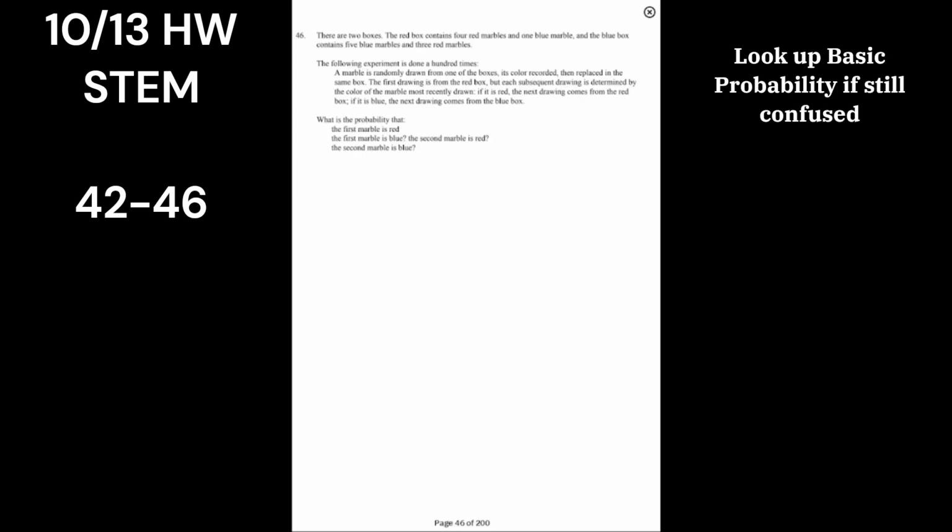Okay, so here I can immediately tell it's a story problem. So here I'm going to draw. There are 2 boxes. The red box contains 4 red marbles and one blue marble. I'm going to symbolize blue with that. The blue box contains 5 blue marbles and 3 red marbles.